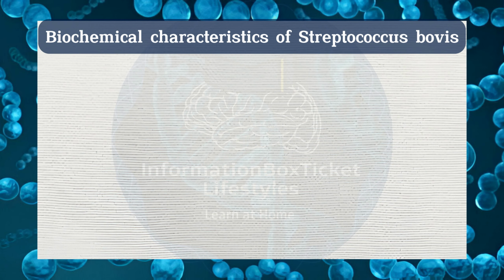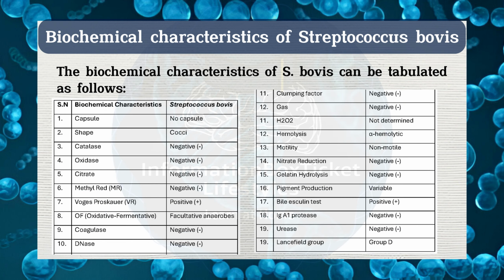Biochemical characteristics of Streptococcus bovis. In Streptococcus bovis, a gram-positive bacterium, various biochemical characteristics play pivotal roles in its identification and classification. It lacks a capsule, presenting as coccus-shaped cells, and is catalase-negative, indicating the absence of catalase enzyme activity.